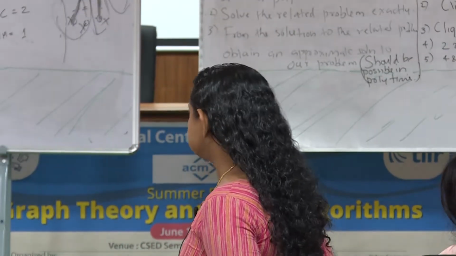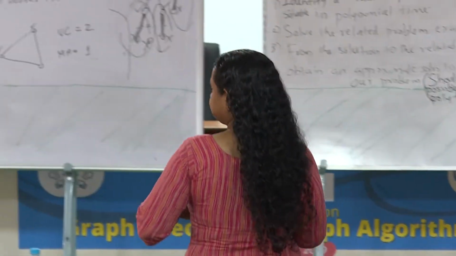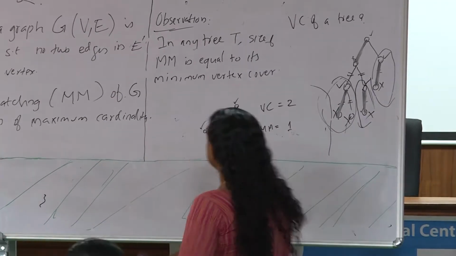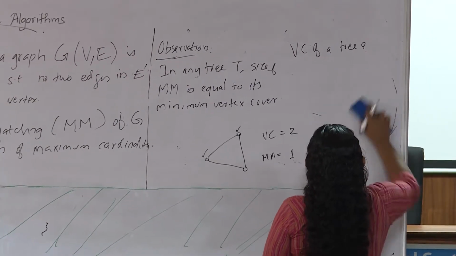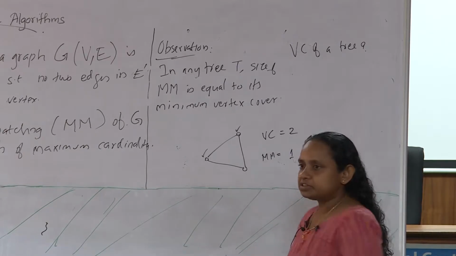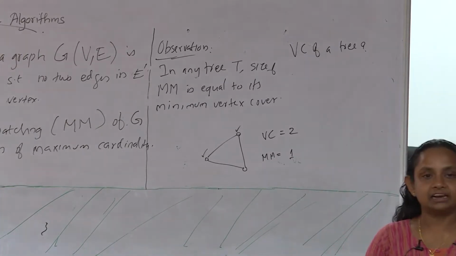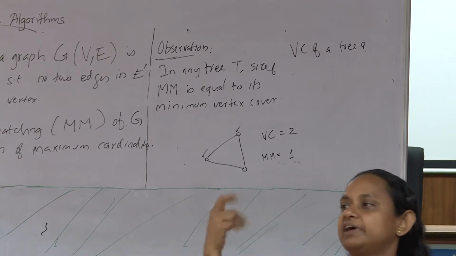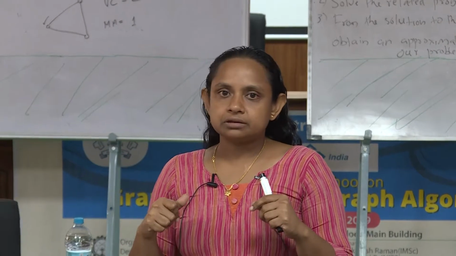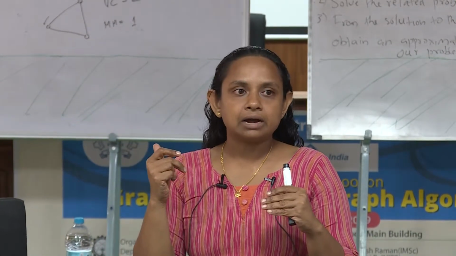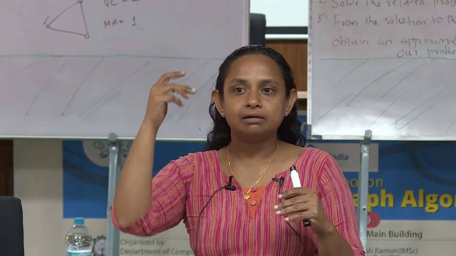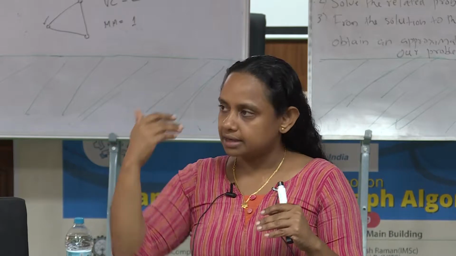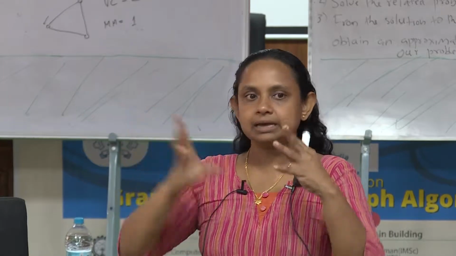Odd cycles, what do you get? Every time there will be a difference of one between the vertex cover and the matching. A difference of one is okay, but can we get slightly larger? So the question says, there can be a gap of a factor of two between these two. If the maximum matching size is k, there are some graphs for which the vertex cover number is 2k. That big gap is there.